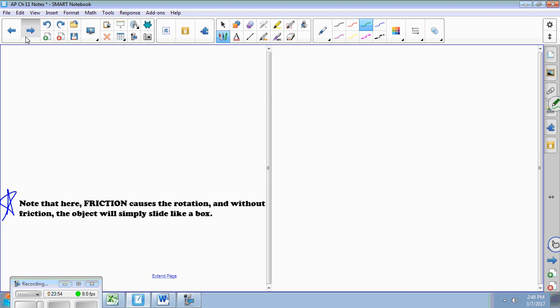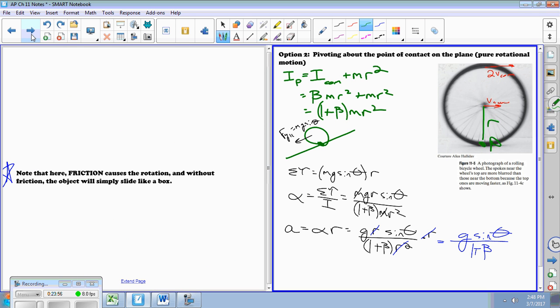So where did we end off? We did a whole bunch of algebra. We did this. We were very satisfied, or I was very satisfied that this worked out. We got the same acceleration. And that was where we ended.